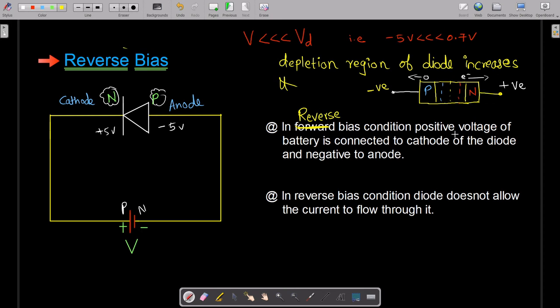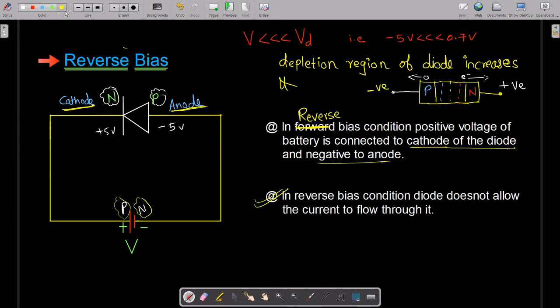In reverse bias condition, the positive voltage of the battery is connected to the cathode. See, the positive battery terminal is connected to the cathode, so this is your cathode of the diode, and the negative terminal to the anode. So as you can see, the negative terminal of the battery is connected to the anode, this is your negative terminal, and this was your positive terminal. In reverse bias condition, the diode does not allow the current to flow.